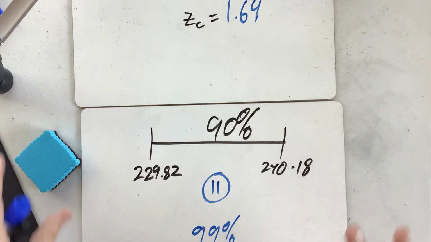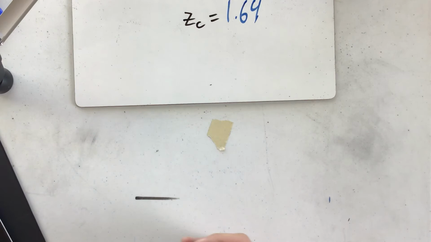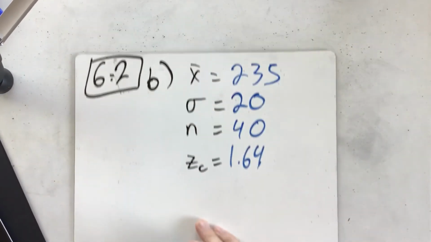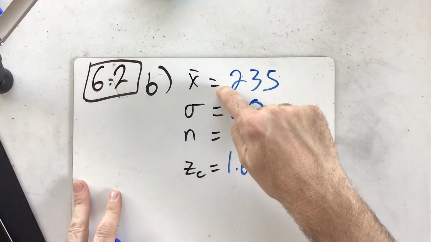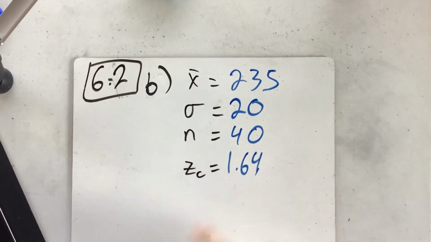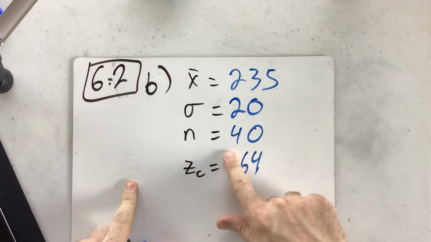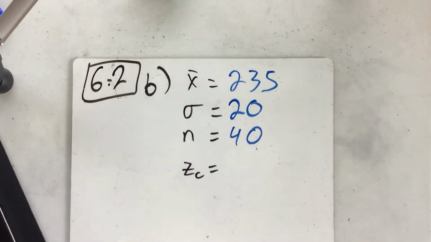Okay, well, let's hold on, and I'm not going to tell you the answer right away. Let's go do our calculation and see what we come up with. Okay, so if we're going to do this problem, everything stays the same. The x bar, sigma, and n all do stay the same, but the ZC is not the same.